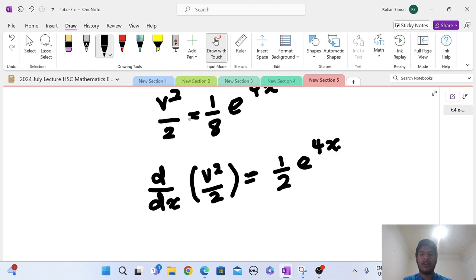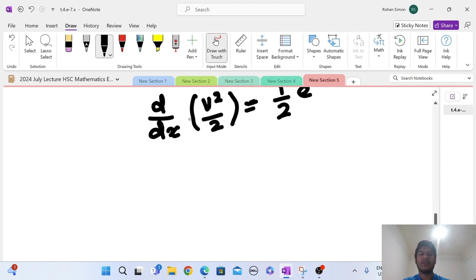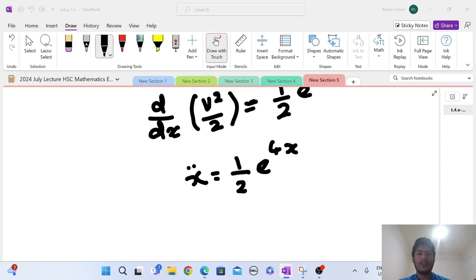And remember, d dx of v squared on 2 is our acceleration expression, so we can say x double dot, which is the second derivative of position with respect to time, is 1/2 e to the power of 4x. Pretty easy, pretty straightforward, just using one of those forms.